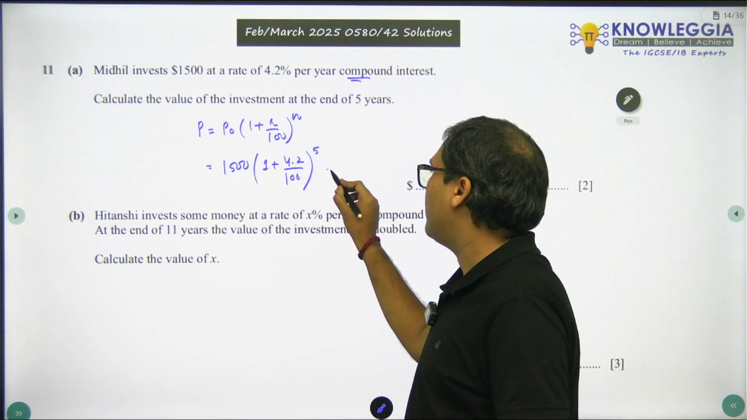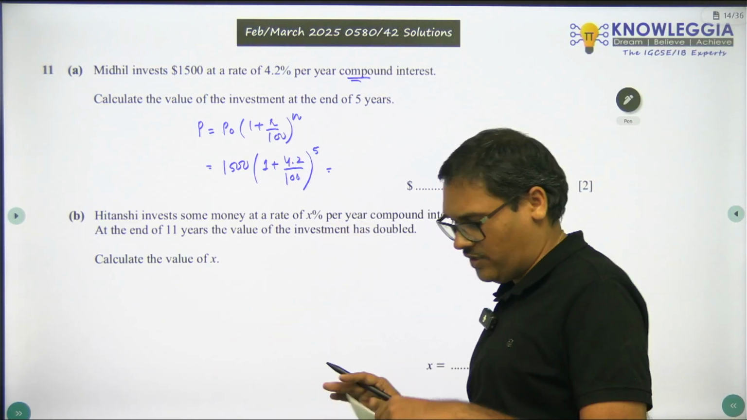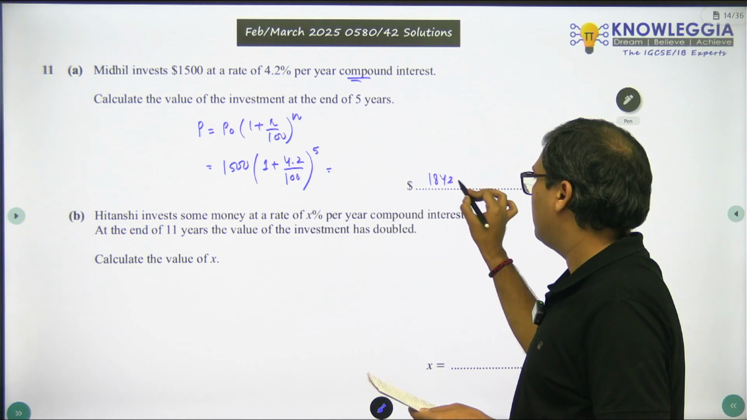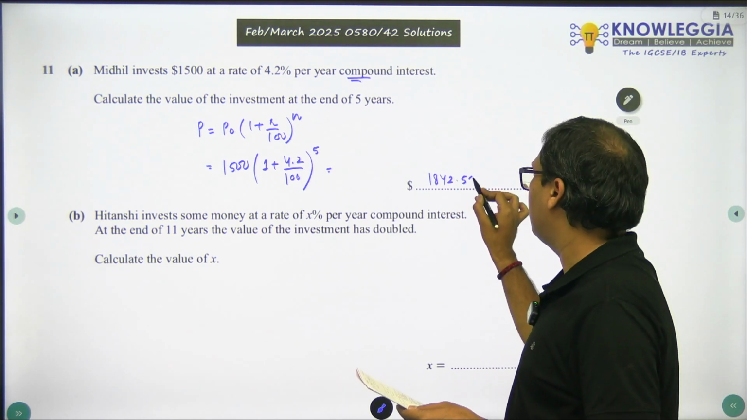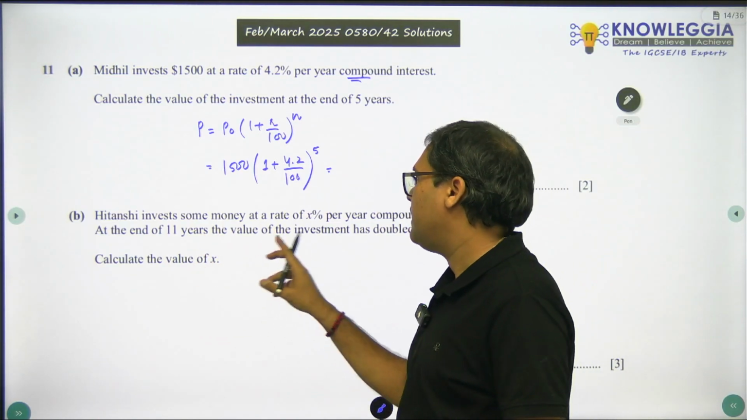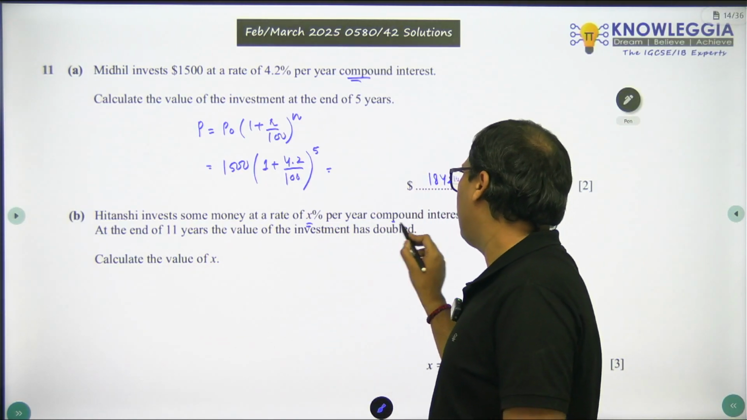So now just plug in the values in the calculator and get the answer. You will find this is a pretty easy question. This is 1842.59. Simple formula application. Okay. Hitanchi invests some money at a rate of X% per year compound interest.